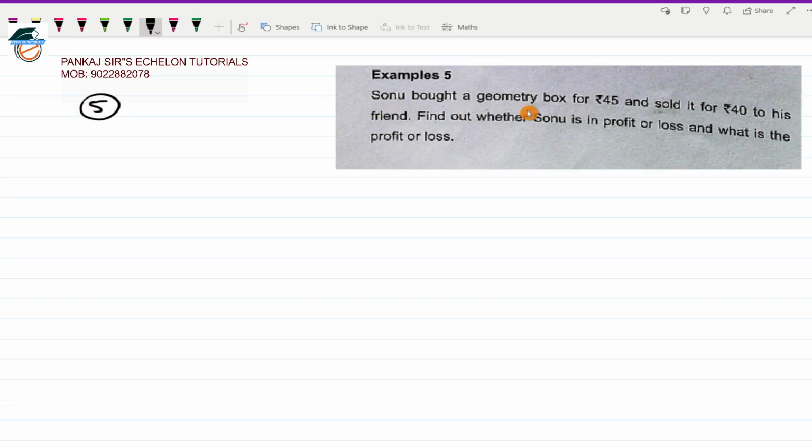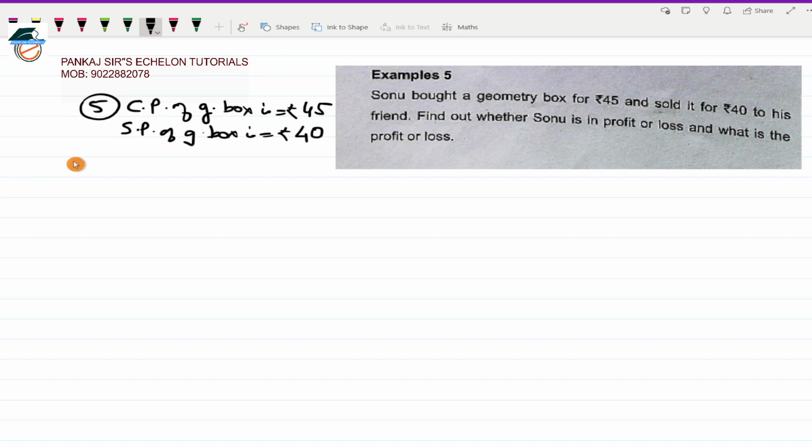Sonu bought a geometry box for rupees 45. So the cost price of the geometry box is equal to rupees 45, and sold it for rupees 40. So the selling price of the same geometry box is equal to rupees 40, to his friend. Find out whether Sonu is in profit or loss and what is the profit or loss that he has incurred.